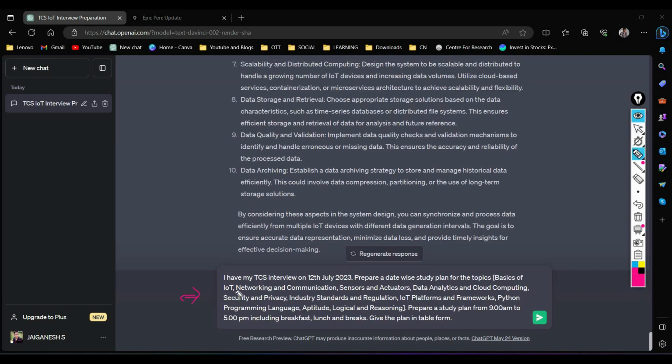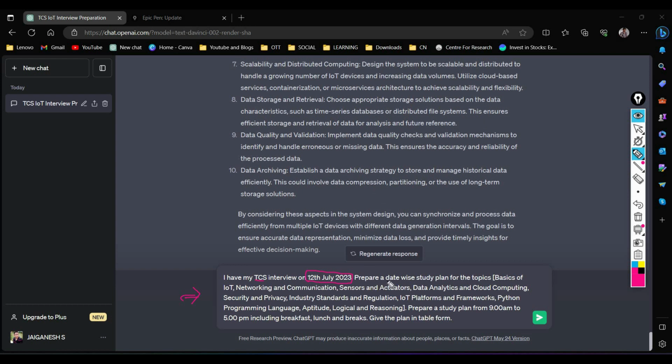When you look at this particular prompt, I'm asking my ChatGPT to give me a study plan. So here I have my TCS interview on 12th July 2023. By this my model will understand how much time I still have to prepare for this particular interview, and it creates the study plan according to the time.